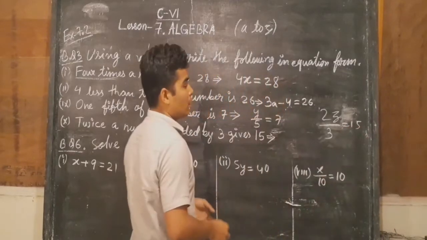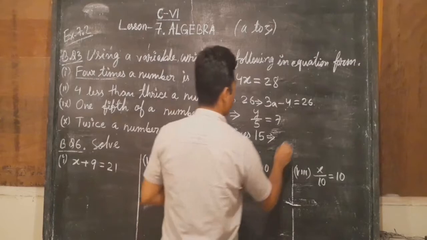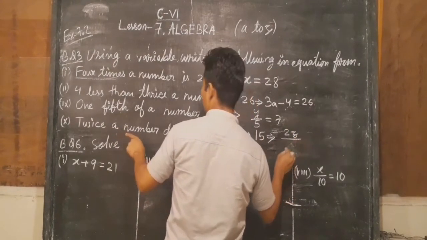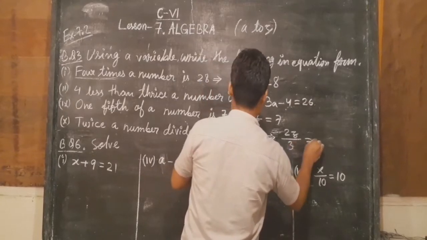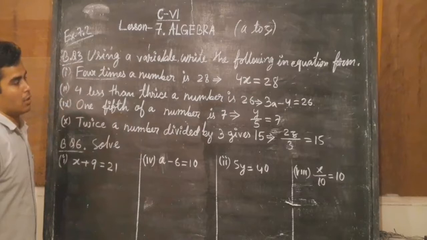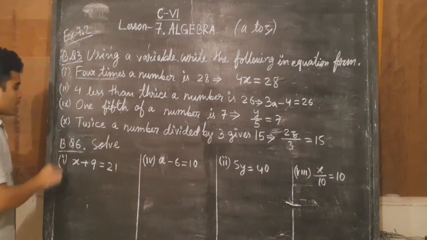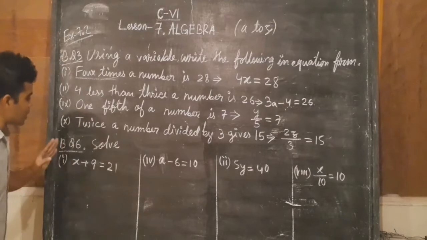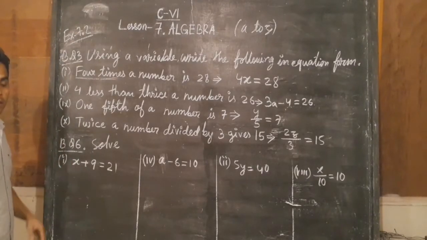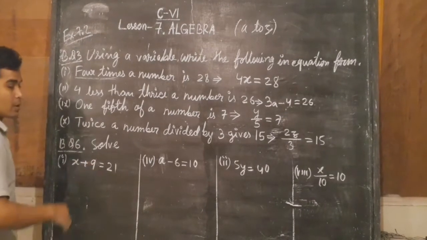So we can write an equation from a statement like this. Twice a number, 2z divided by 3, gives 15. So our equation is this. Now I will show you how we find the value of the variable in the equation by using the transposing method or transfer method.